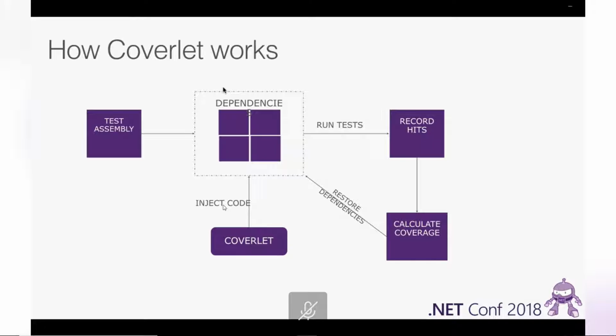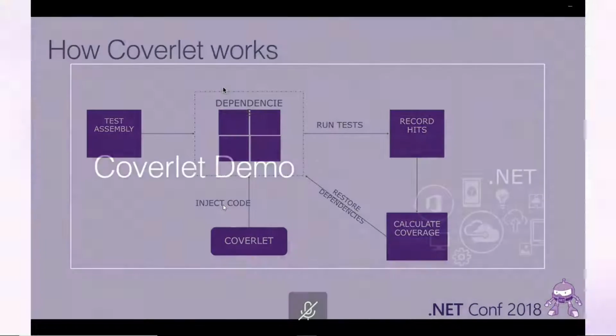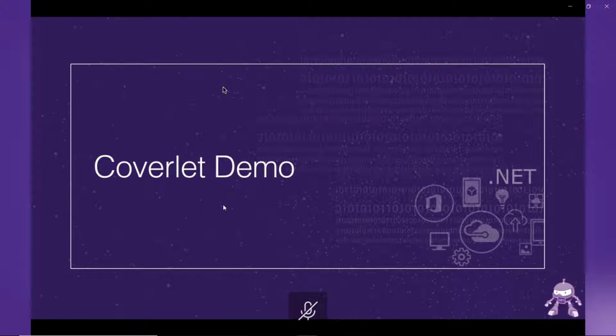While the tests are running, the injected code within the assemblies is constantly recording the code paths that were hit to a temporary file. Once tests are complete, Coverlet takes up from there and calculates the coverage. Once it's done with that, it restores all dependencies back to their original form, so you do not have to do any manual cleanup yourself. All these processes are, of course, fully transparent to the user. They do not need to interact with them. From the user's point of view, all you have to do is run a command and view your results. So I'm going to jump right over to a demo now so you can see Coverlet in action.